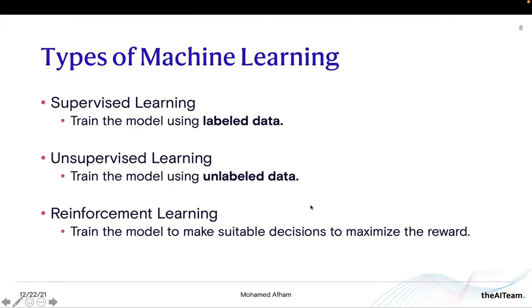And there is reinforcement learning. There is a lot of difference between supervised learning, unsupervised learning, and reinforcement learning. In reinforcement learning, you are making the model make suitable decisions to maximize the reward. That depends on the environment that the model belongs to, and the instance that the model belongs to.